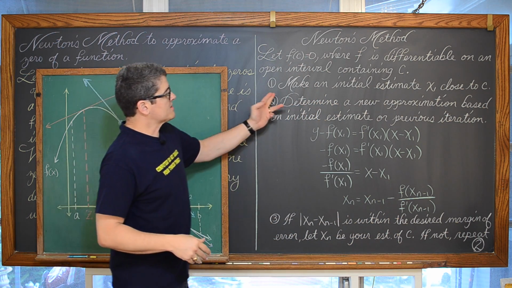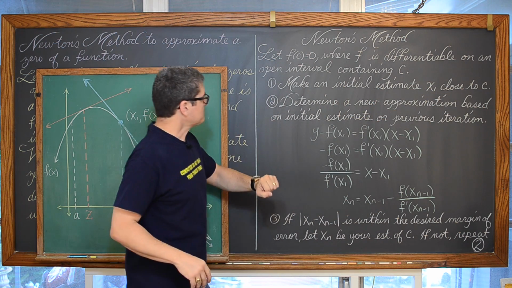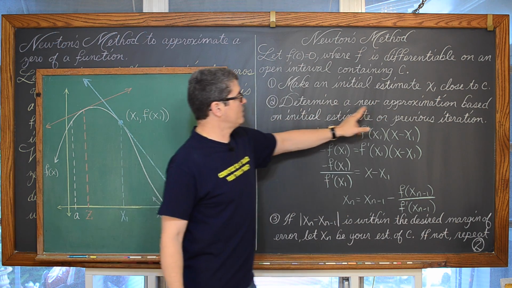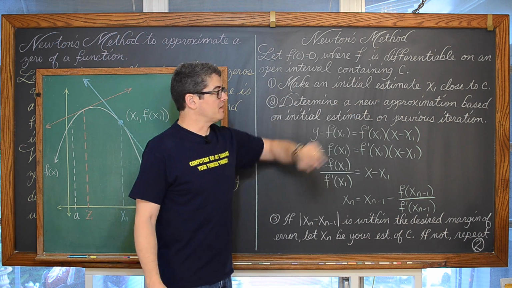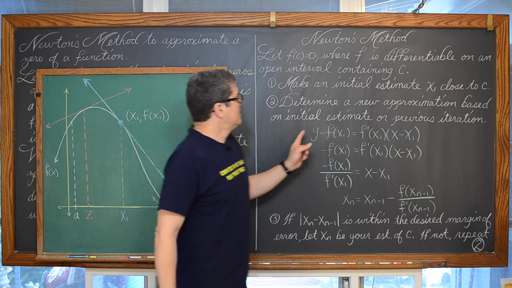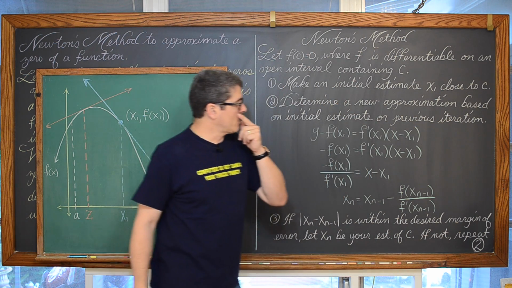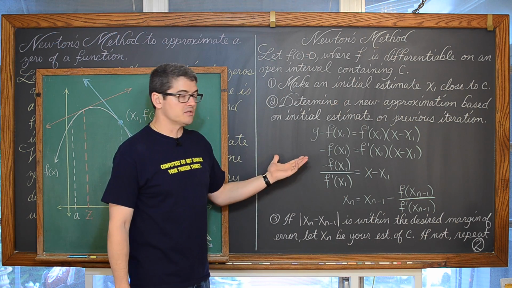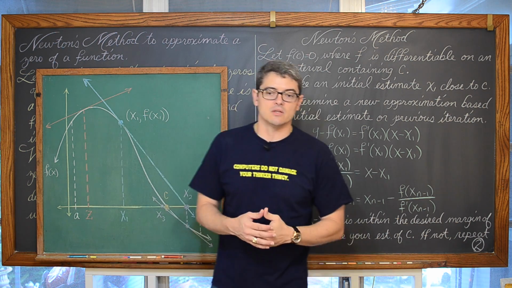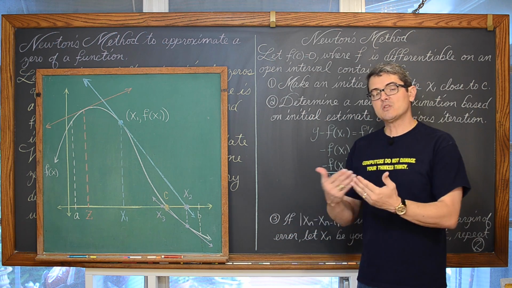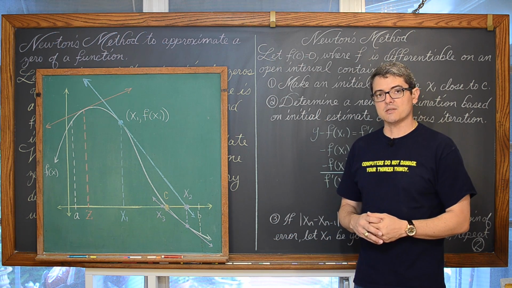So we want an initial estimate that's close to c. Then we're going to determine a new approximation based on an initial estimate, that x sub 1 that I'm talking about here in the first step, or previous iteration. So basically what you're going to do is come up with equations of tangent lines over and over and over again, and in between find out where they cross the x-axis.